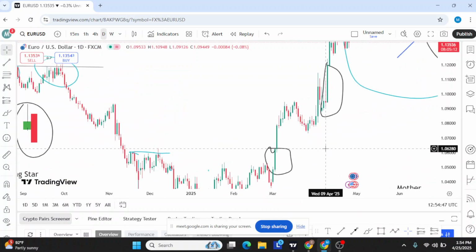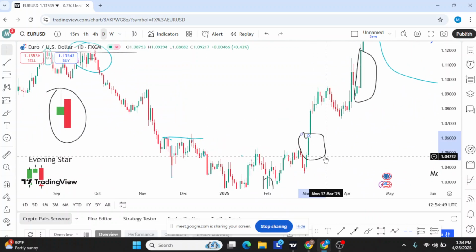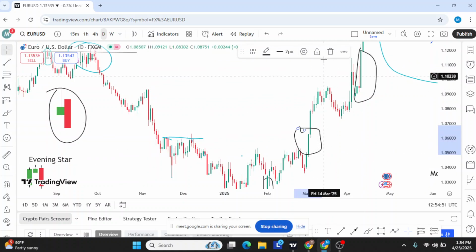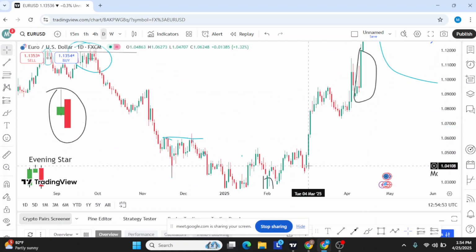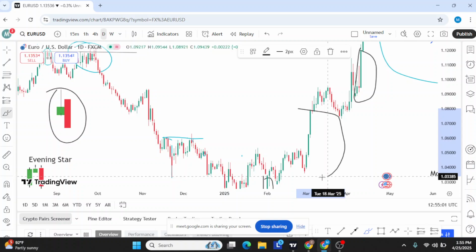And now, if you want to join these three, you can see we keep seeing three consecutive bullish candles. And what are we going to call that? What are we going to call this three-candlestick pattern?